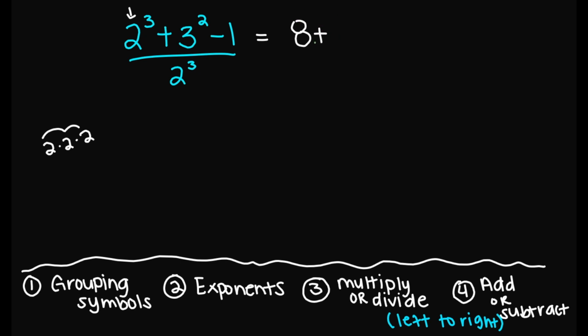And then 3 squared, so you have 3 times 3. 3 times 3 is 9, so you're going to get 9 here. And then minus 1 in my numerator. And then in my denominator, you have 2 cubed again.